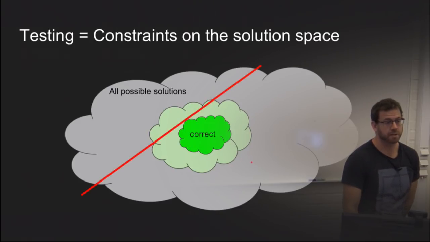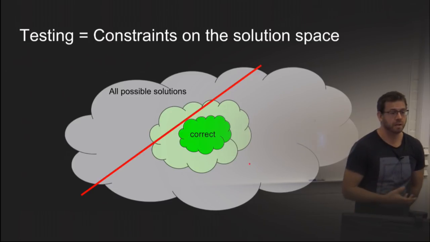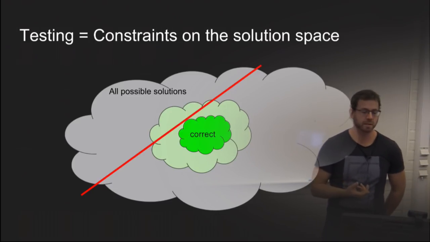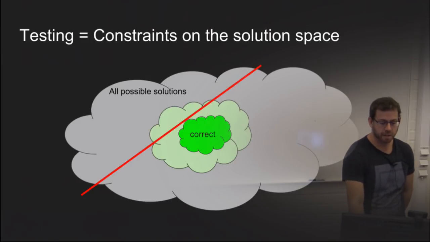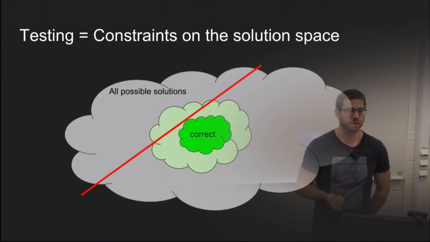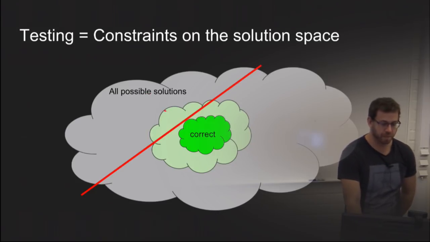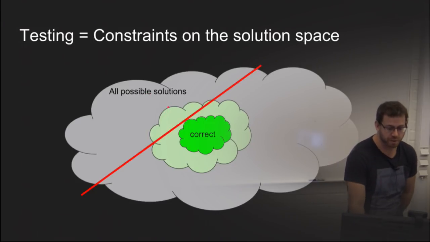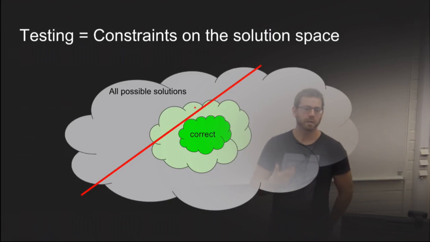Then let's create a test case. So a test case for me is a constraint on this solution space. It sort of says that everything on the lower right side of this test case is a correct solution. All solutions on the higher left side of this test case will be detected by this test case as a faulty solution. So if I run this test on a solution over here, this test will fail, and on a solution over here, this test also fails. So it's sort of a way of finding out information.